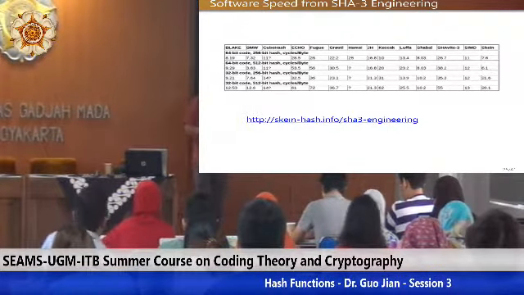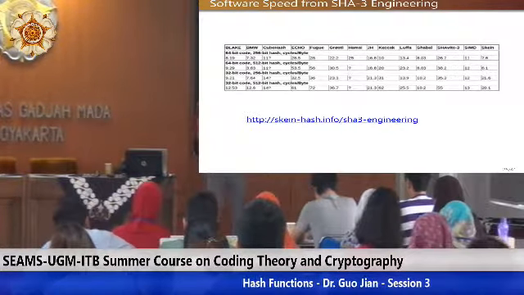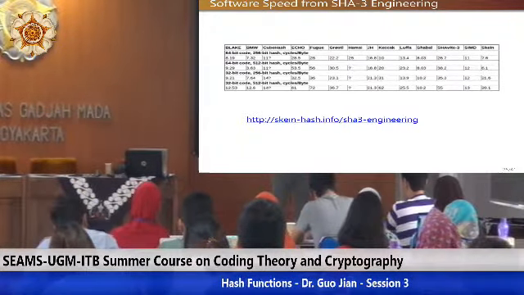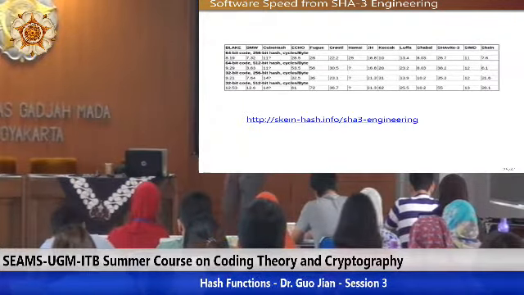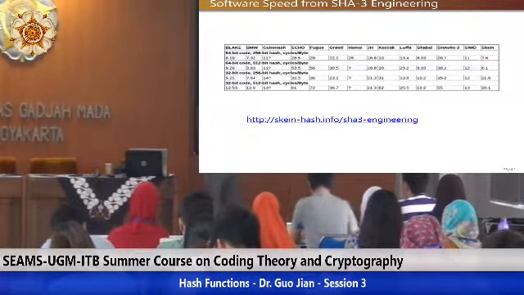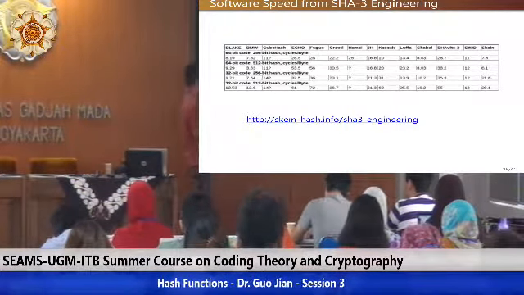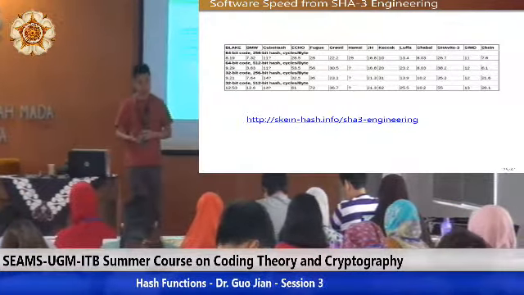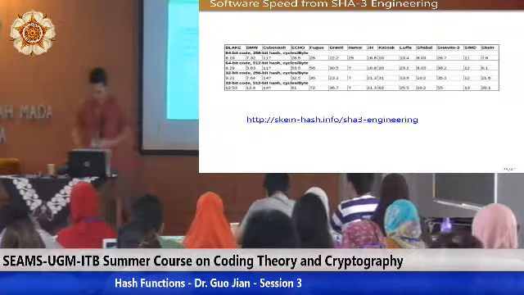So how do we measure the speeds? We compute the hash of a really long message, okay, like 1 megabyte or even 1 gigabyte, and measure how many cycles it took the CPU to execute the hash computation. And you take the ratio of the number of cycles divided by the message length in bytes. Okay, that's what we call cycles per byte. And a smaller number means it's faster, because it takes fewer cycles to process 1 byte, yeah?